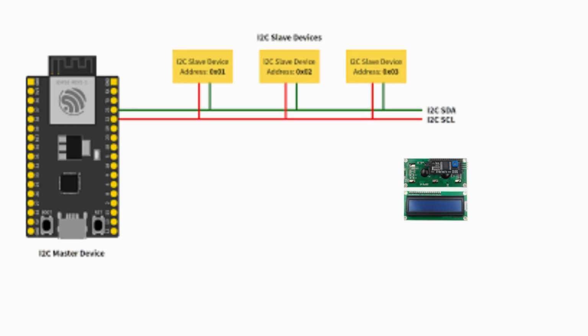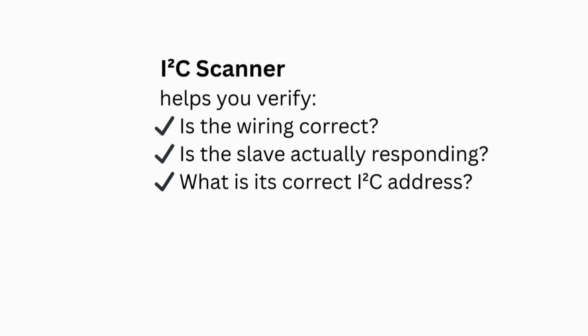In this connection, ESP32 acts as a master, while I2C LCD display acts as a slave. Now every slave can have different address. It is advisable initially to check at which particular address we are connecting the I2C display. I2C scanner helps you verify, is the wiring correct? Is the slave actually responding, or what is its correct I2C address? Sometimes I2C addresses are different and then we are unable to connect to the device.